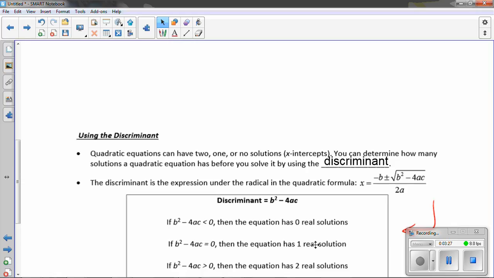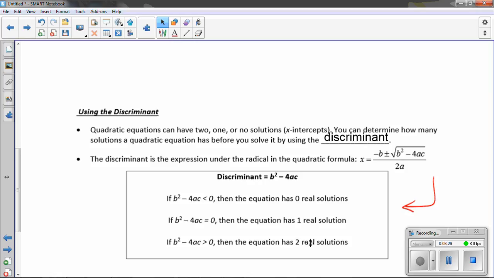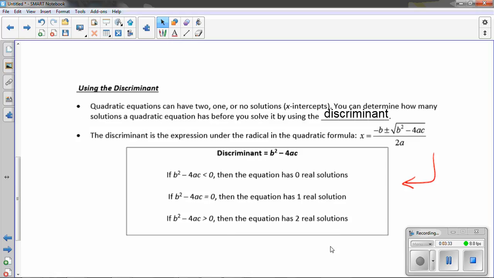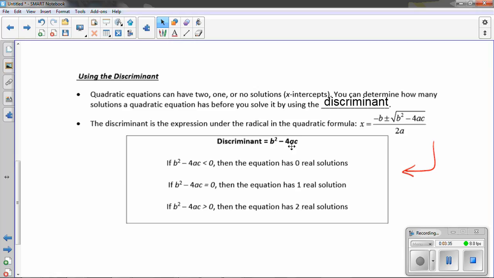So if it's less than 0, 0 solutions. If it's equal to 0, 1 solution. Greater than 0, 2 solutions. Okay? And on the formula sheet, it doesn't say discriminant, b squared minus 4ac. Instead, you will have the quadratic formula on your formula sheet. So you just need to remember that it is under the radical.